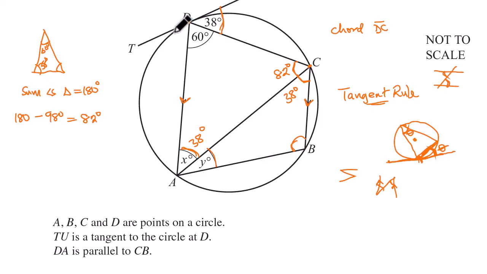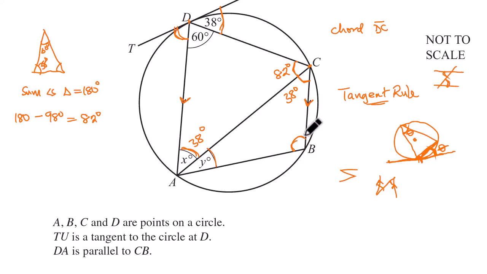We could have also gotten this 82 from here by simply doing angles on a straight line. So we add up this and subtract from 180, because angles on a straight line sum up to 180. So we'll be able to get this angle here. But we already got that from the sum of angles in a triangle. So we still need to find this angle.